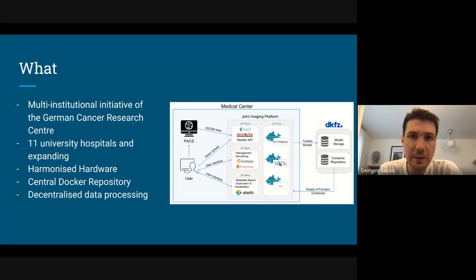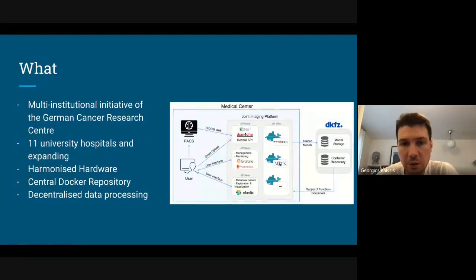Germany is fortunately able to pour huge amounts of money into cancer research. It is very much a focus nationwide, and for that purpose, the German Cancer Research Center and the DKTK, the German Cancer Consortium, were born. And from there, this JIP initiative, JIP stands for Joint Imaging Platform, arose, in which 11 university hospitals across the nation were provided with harmonized hardware, I mean servers basically, and they were all connected up to central repositories and provided with centrally developed tools.